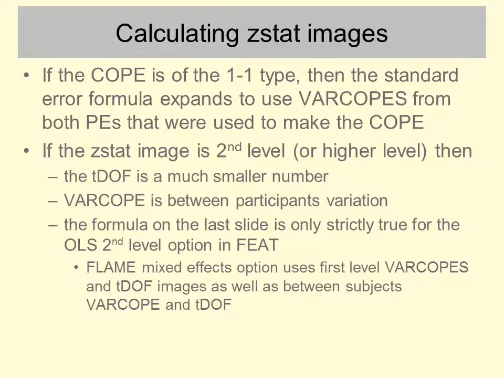Now, if you're producing a z-stat image at the second level or higher level for group analysis, then the TDOF is no longer equal to the number of time points in the data. The TDOF is going to be equal to the number of participants in the data. The varcope now represents between-participant variation that couldn't be modelled by anything in the second level design matrix, and of course this is all basically true for the ordinary least squares option for second level analysis in FEAT.